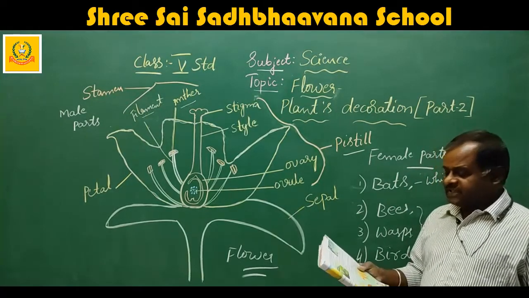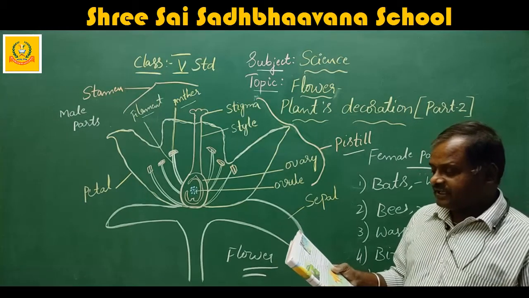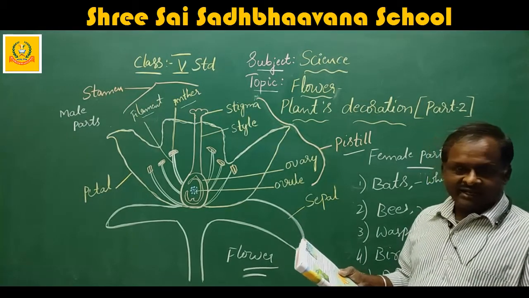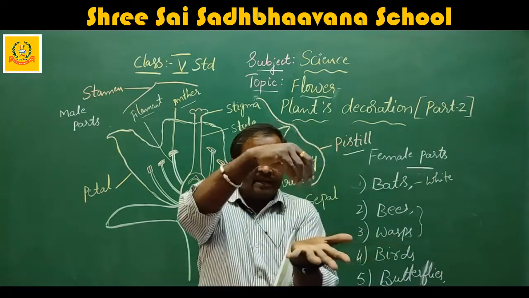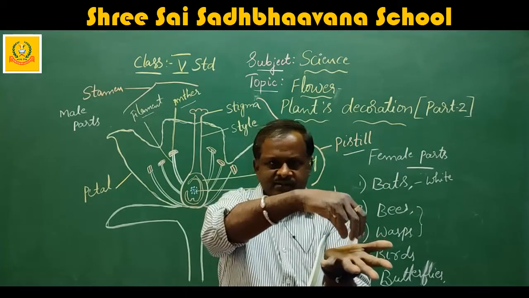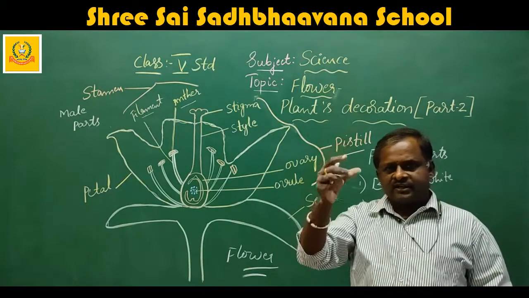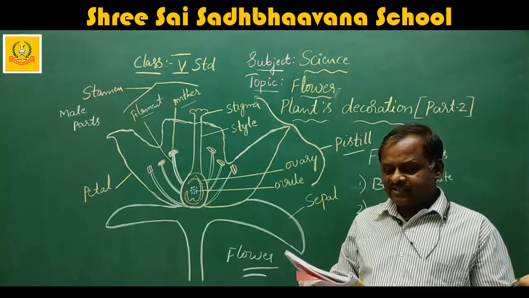Next, moths. These moths are nighttime pollinators. They prefer flowers that are shaped like landing pads. Landing pads means the insect should be able to land on the flower, like an aeroplane or a helicopter landing. They want flowers with landing parts like this.